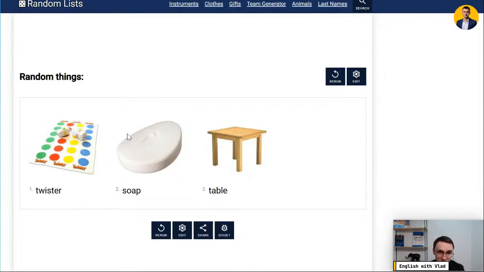Next one is soap. Soap, that's actually a bar of soap. We can have liquid soap, but this one is a bar of soap. All right. Then we have a table, a square shaped table. All right.